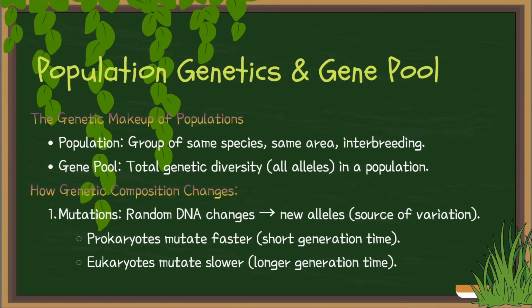Population genetics and gene control. The genetic makeup of populations. A population is a group of the same species in the same area interbreeding. The gene pool is the total genetic diversity of all alleles in a population. Here's how genetic composition changes. First, mutations, which are random DNA changes that lead to new alleles, a source of variation. Prokaryotes mutate faster because they have a short generation time, and eukaryotes mutate slower because they have a longer generation time.